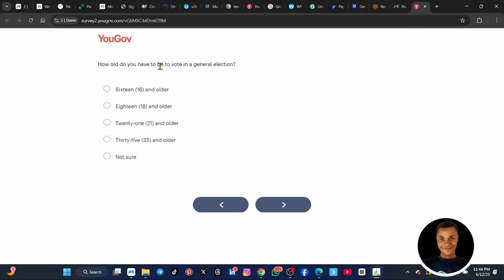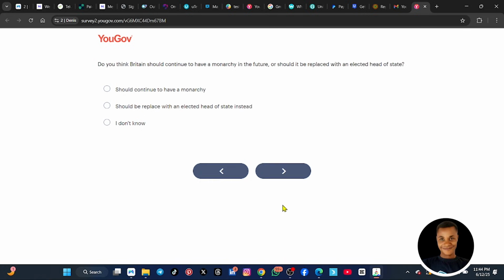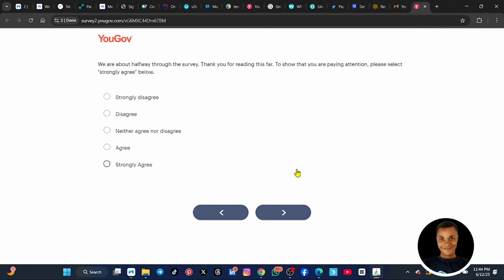how old do you have to be to vote in a general election? Me, I think from 18. So I just choose 18. Do you think Britain should continue to have a monarchy in the future, or should it be replaced with an elected head of state? I like the way it is. Let me just choose anyone.